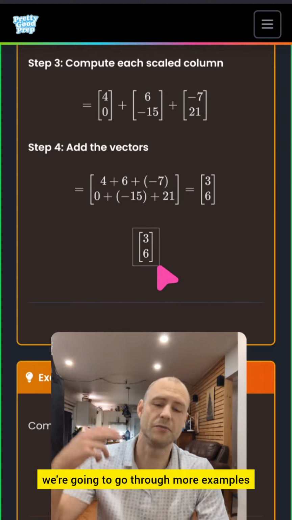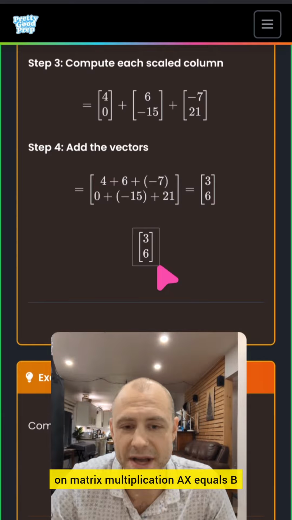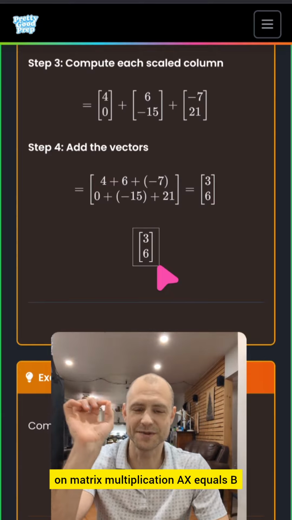In the other videos, we're going to go through more examples, and we're going to finish off this lesson on matrix multiplication AX equals B. Hope you enjoyed it.